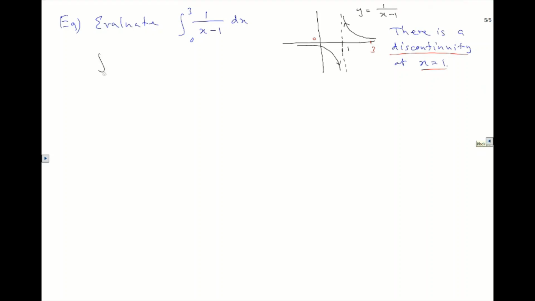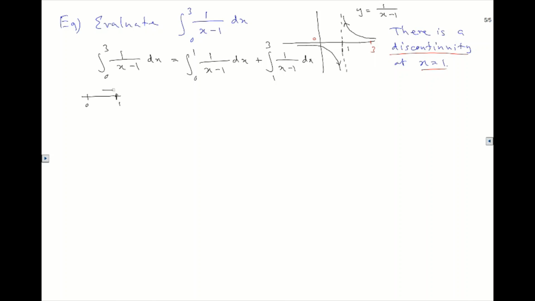So we can write the integral from 0 to 3 of 1 over x minus 1 dx. Since there is a discontinuity, we can split this at 1. So we can go 0 to 1 of 1 over x minus 1 dx plus 1 to 3 of 1 over x minus 1 dx. We can do one of them. Normally we do the easy one, but if you can't figure out which one is easy, just do one of them. So 0 to 1, let's do the first one.